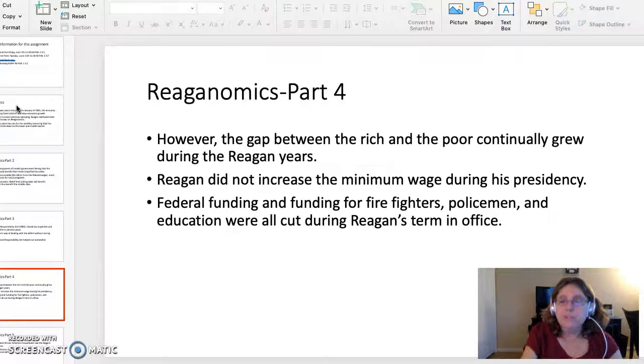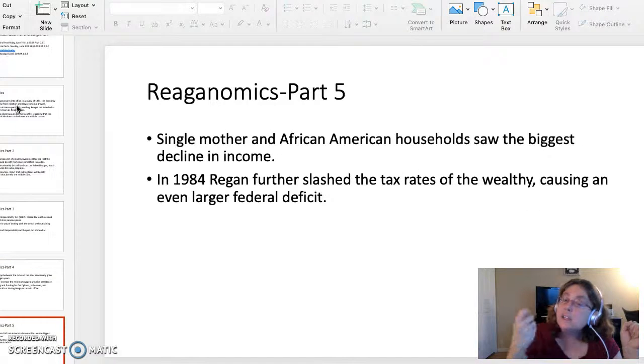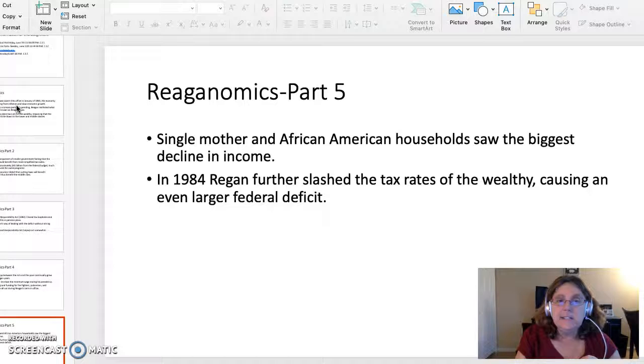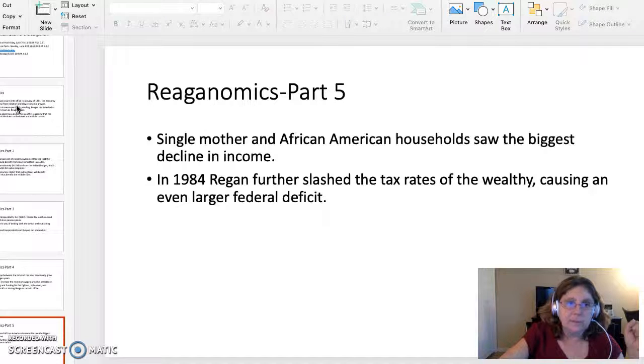The gap between the rich and the poor continued to grow during Reagan's 8 years in office. He did not increase the minimum wage during his presidency, and federal funding for firefighters, policemen, and education were all cut during his time in office. Single mothers, households, and African American households saw the biggest decline during Reagan's time in office. And in 1984, Reagan further slashed the tax rates of the wealthy, causing an even larger federal deficit.